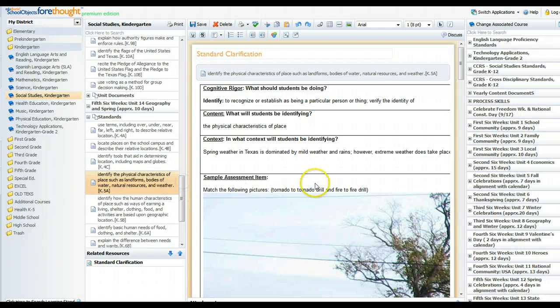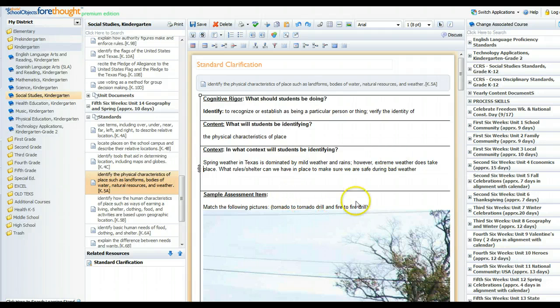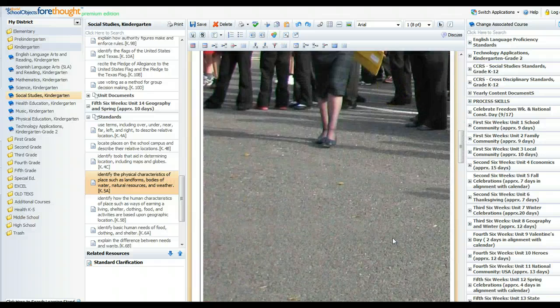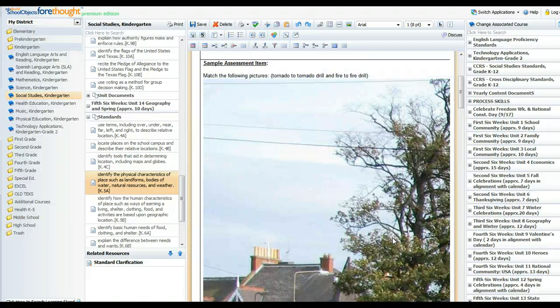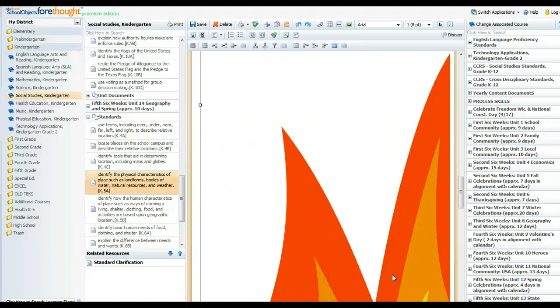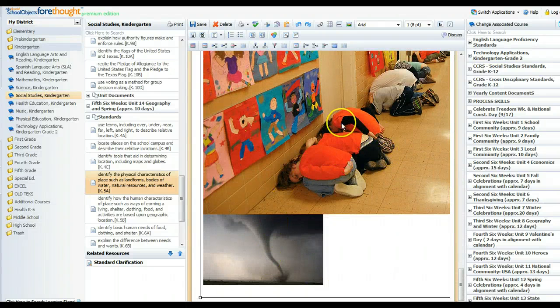We also talk about how spring weather in Texas is dominated by mild weather and rains. However, extreme weather does take place. And what we want them to know is what rules or shelter we can have in place to make sure we're safe during the weather. So here you see a picture of what's going on, and you can ask them to match several pictures. I've given you examples, one of which is people outside. You match the tornado to the tornado drill, the fire to the fire drill. So it'd be a great idea for you to have the students look at these different types of pictures and match together which ones go together.